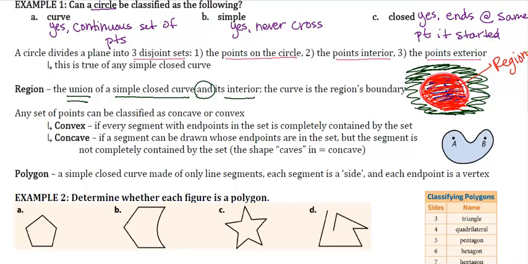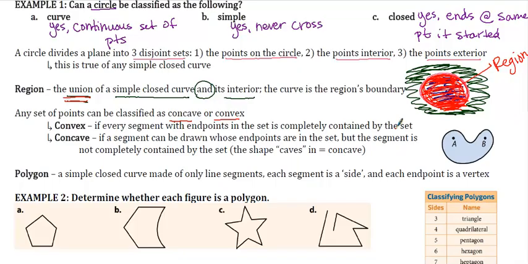Okay, so when we're unioning those two things together. All right, so another thing, any set of points can be classified as concave or convex. It's a classification that we use. Convex is a little bit harder to wrap your head around the definition, but it says, if every segment with endpoints in the set is completely contained by the set, then it's convex.